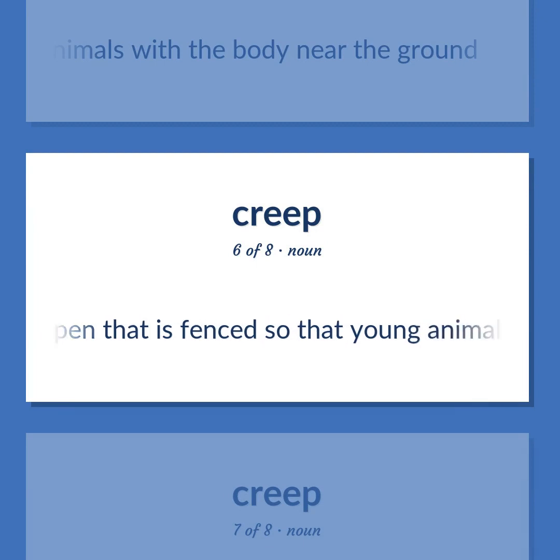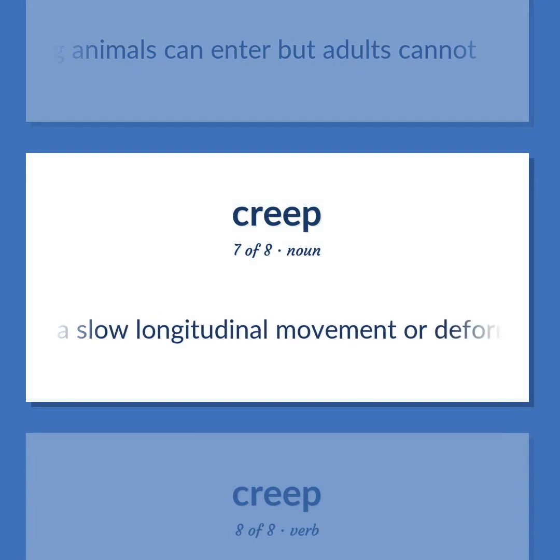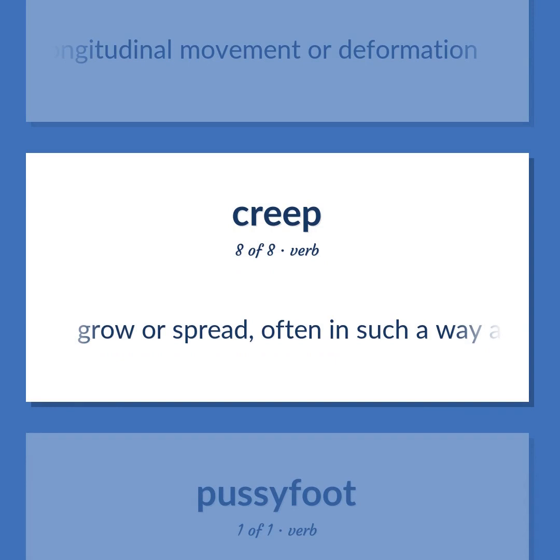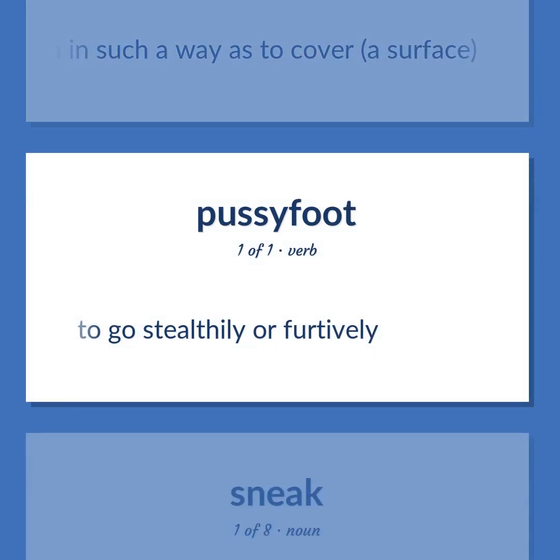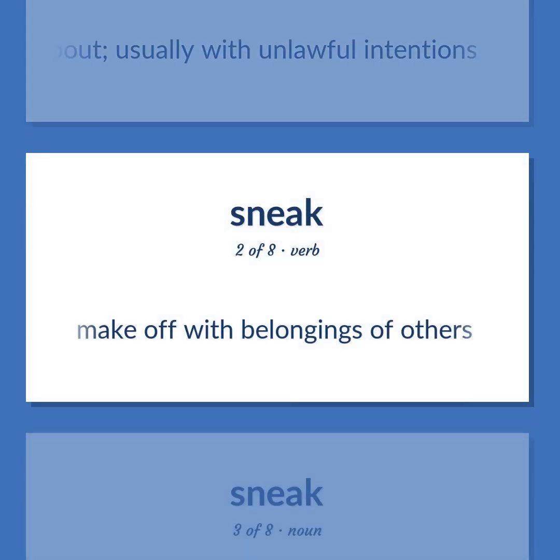A pen that is fenced so that young animals can enter but adults cannot. A slow longitudinal movement or deformation. Grow or spread, often in such a way as to cover a surface. To go stealthily or furtively. Someone who prowls or sneaks about, usually with unlawful intentions. Make off with belongings of others.